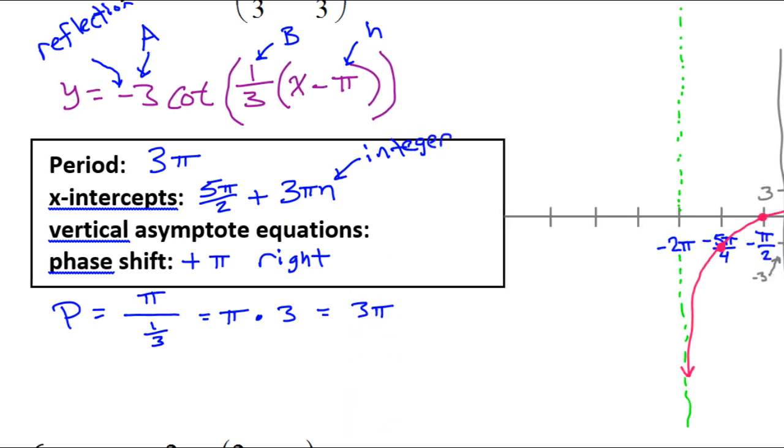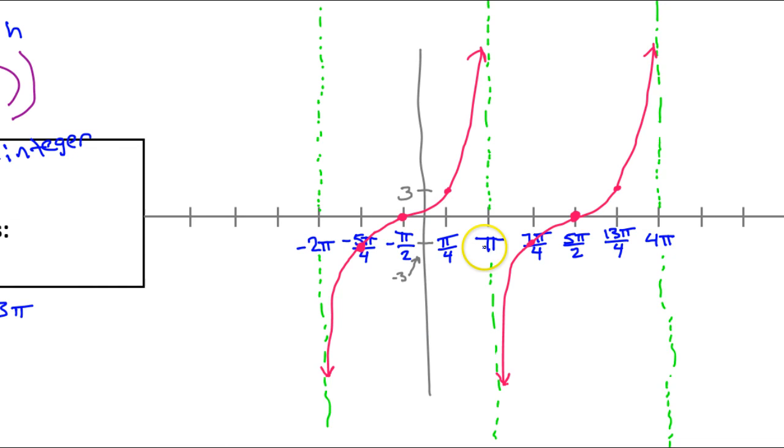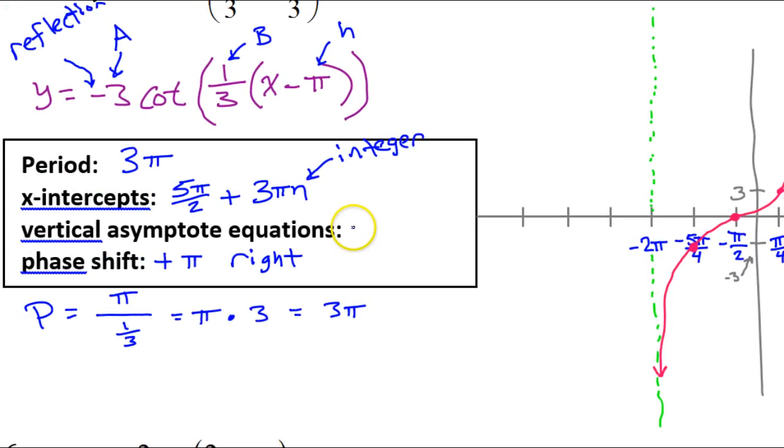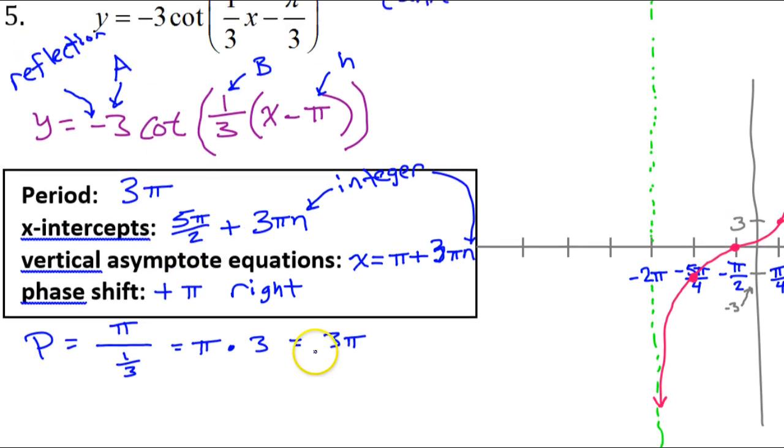Okay, vertical asymptotes. Vertical asymptotes only occur once per period. You have to go a whole period before you see one again. My first positive asymptote is at pi, so I'm just going to start with that. For a vertical asymptote, you always say x equals, because it's a vertical line, so x equals pi. And then I will add multiples of the period, so I will add 3 pi n again, where again n is an integer. Now I'm done with problem number 5.